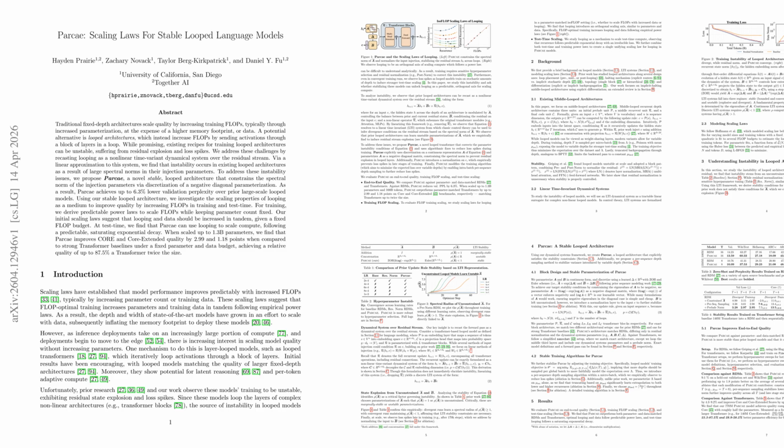Empirically, Parcae lowers validation perplexity by up to 6.3% over prior large-scale looped models, and on a 1.3B parameter run trained on 100B tokens, it improves CORE and CORE-Extended by 2.99 and 1.18 points over strong transformer baselines, reaching 87.5% of a transformer twice its size. Under matched parameter budgets, a 770M Parcae matches or exceeds a 1.3B transformer on CORE.